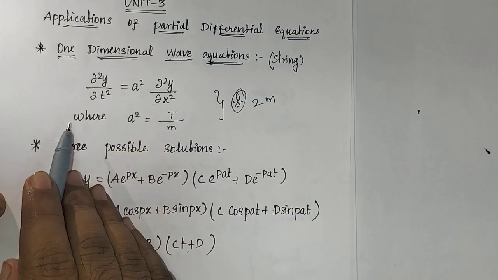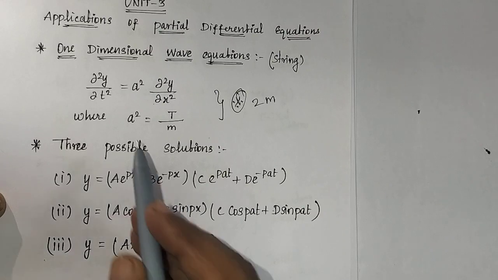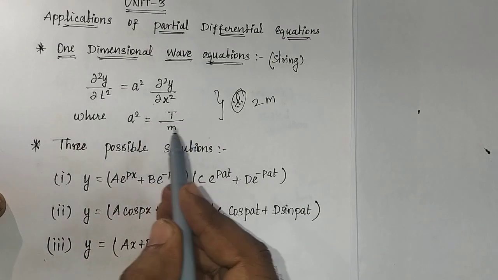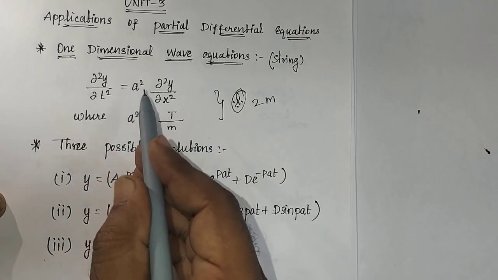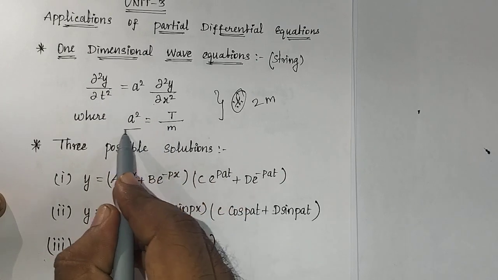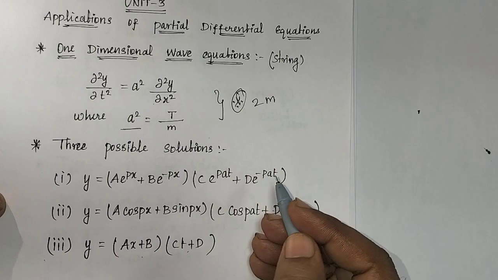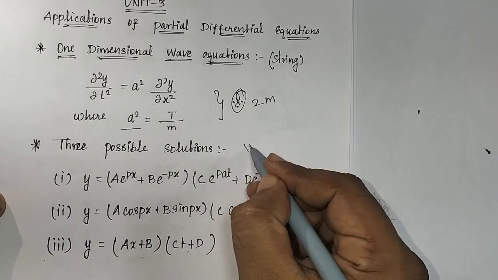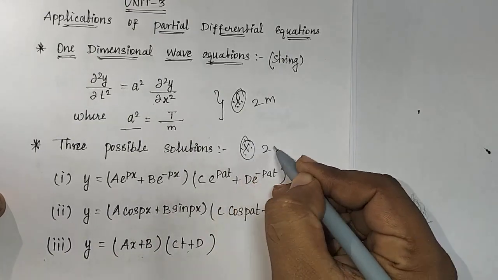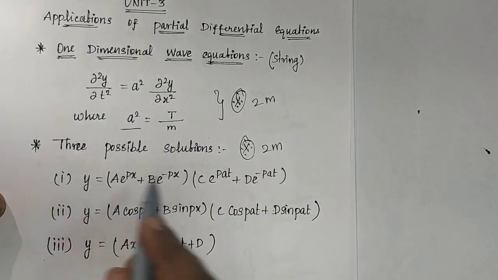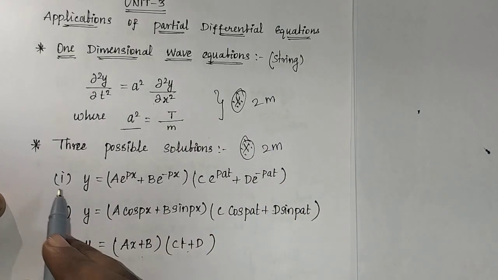The first one is, write down the one dimensional wave equation and what is a square. They will ask in the Anna University question paper. So you have to write this one dimensional wave equation and what is a square. You have to write tension divided by mass per unit length of the string. After that, the second 2 mark: write down the 3 possible solutions of the one dimensional wave equation. So you have to write these 3 equations.